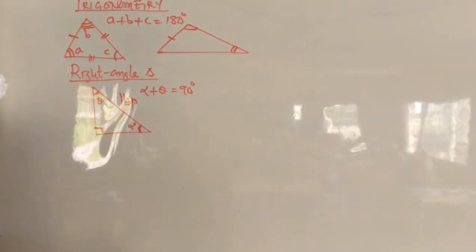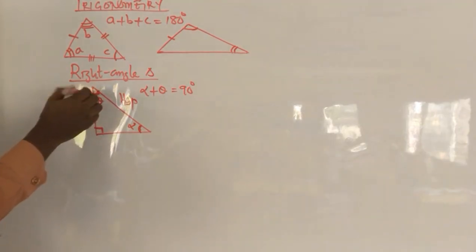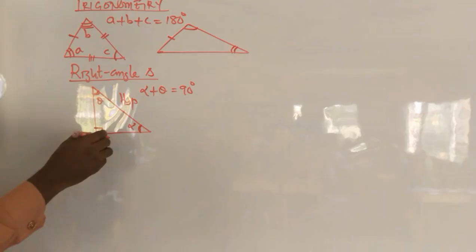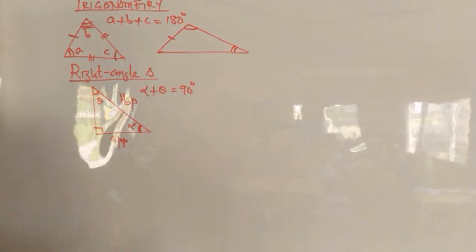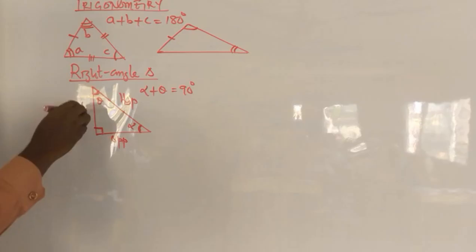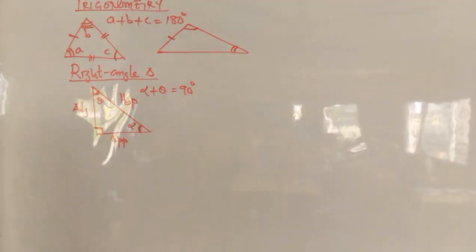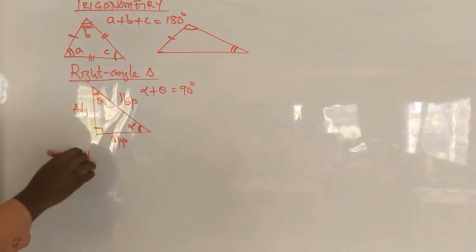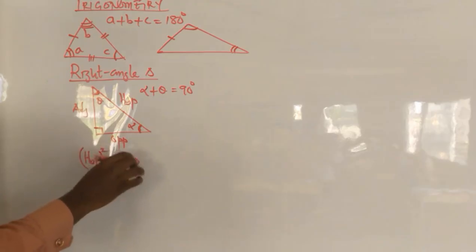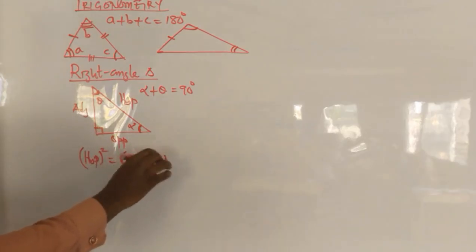Now we have two angles here. If you are considering this angle, the side that faces the angle you are considering is called the opposite, while the third side is called the adjacent. And I believe you all know Pythagoras theorem. He said the square of the hypotenuse equals the sum of the squares of the opposite and the adjacent.